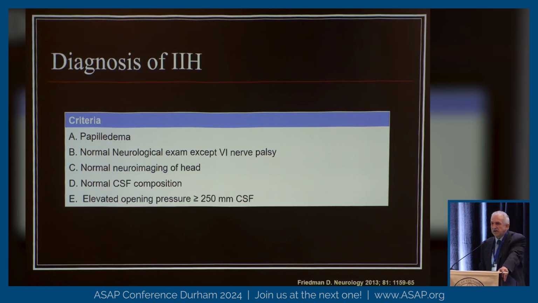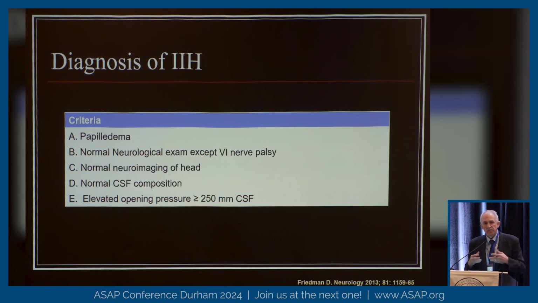Now, the exact opposite, which is also something that's not well recognized in patients with hypermobile EDS, is the relationship with high pressure. And you say, well, why would that occur? We'll discuss that in a minute. But these are the official criteria for high pressure. They have to have papilledema, so swelling of the optic nerve on exam. They have to have a normal neurologic exam, except for something called a sixth nerve palsy. Normal neuroimaging of the head, normal CSF composition, and an elevated opening pressure over 250.